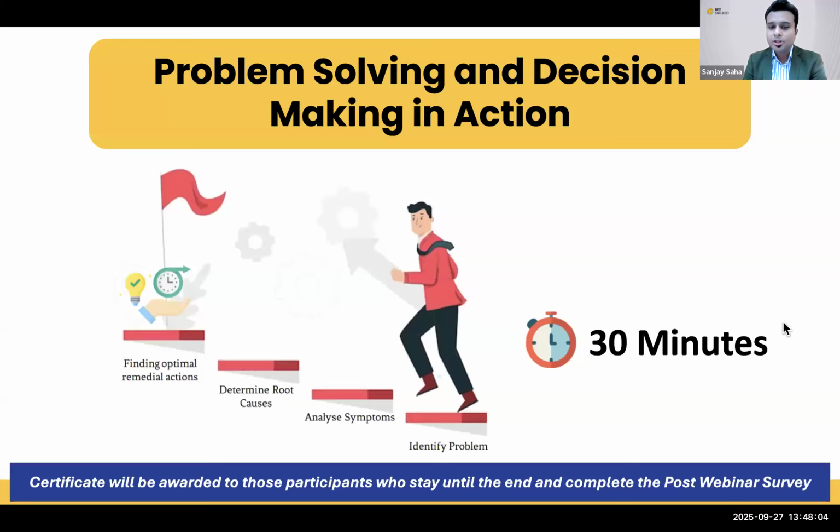For the next 30 to 40 minutes, Pierre will work with you to identify your problems, analyze the symptoms, determine the root causes of that particular problem, and find the optimal remedial actions. And he will use all the techniques that I've talked about, root cause analysis using 5 whys, then using a decision tree matrix to find the right decisions. So all those techniques you will use throughout this process.